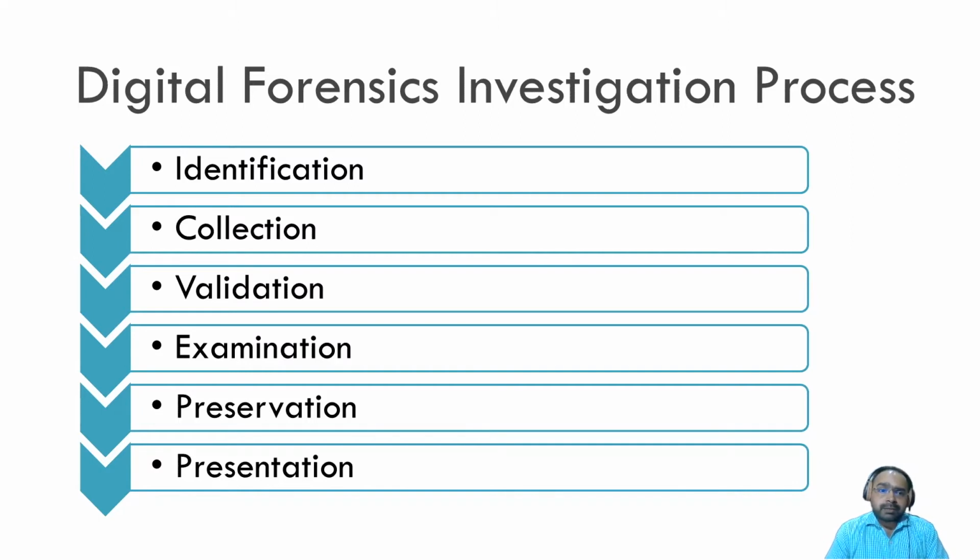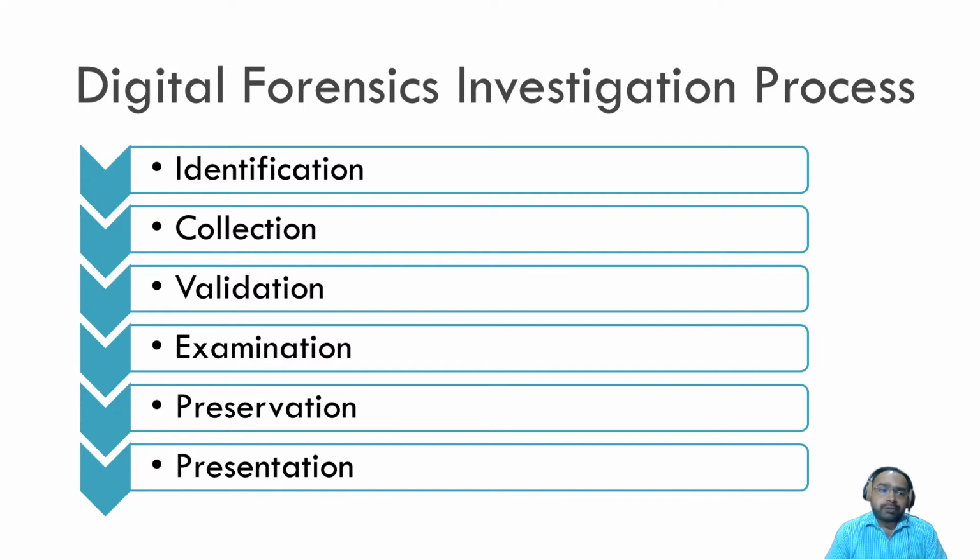Now, if a system is on, then he or she should not turn off the system. If you turn off the system, it changes the state of the system, and the change in state will result in loss of information, loss of evidence. That's why, if the system is on, the investigating officer has to perform live forensics to collect the evidence. Then the third step is validation.